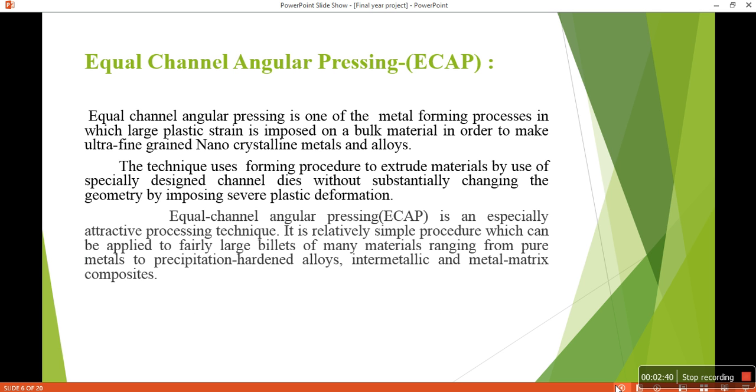This is the process: the introduction of equal channel angular pressing, ECAP. Equal channel angular pressing is a metal forming process in which large plastic strain is imposed on a bulk material in order to make ultrafine grained nanocrystalline metals and alloys. ECAP is an especially attractive processing technique. It is a relatively simple procedure which can be applied to fairly large billets of many materials, ranging from pure metals to precipitation hardened alloys, intermetallics, and metal matrix composites.